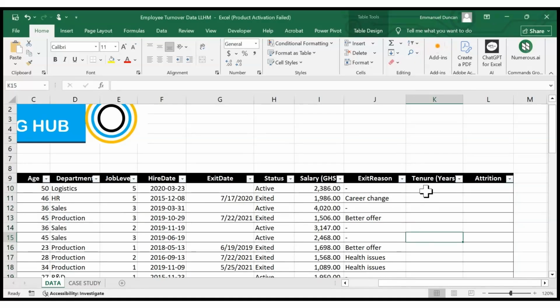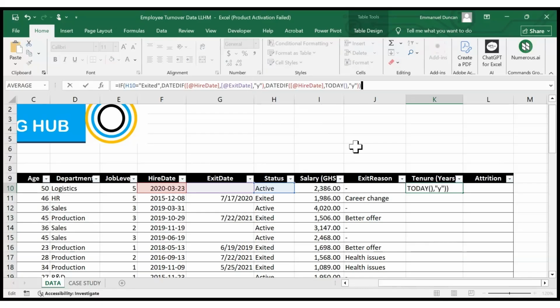So let us calculate the number of years that each employee has spent with the company. We are going to do that by determining the difference between the hire date and the exit date. I already have the formula here. So we have the years of service for each employee.